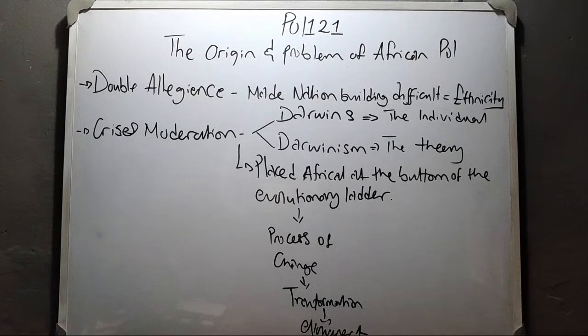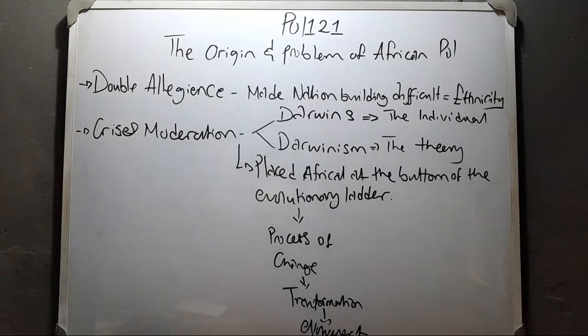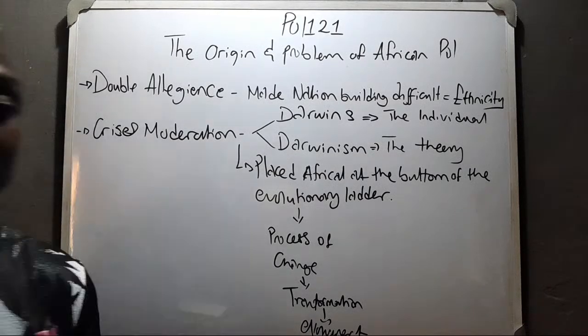Now, Darwinism, which is the theory of Darwin's, the individual, placed Africans at the bottom of the evolutionary ladder. Now, because most African states are in a hurry to modernize, to escape from the trap created by their past, a gap inevitably developed between the limited capacity of institutions and the expanded level of mobilization. That's a lot.